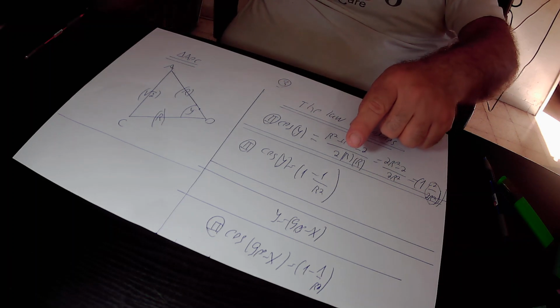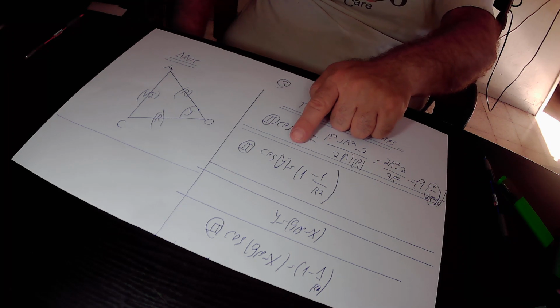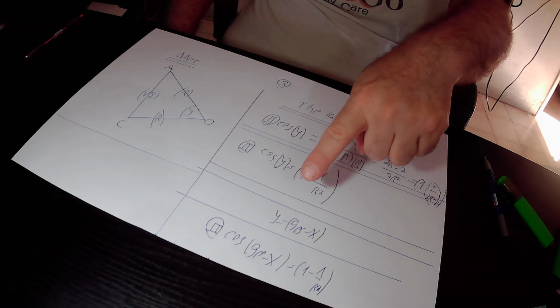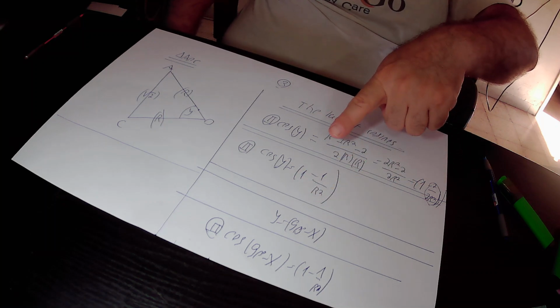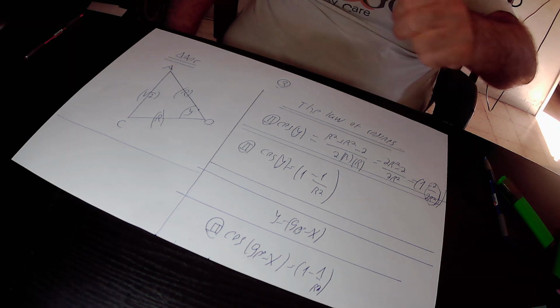Y equals 90 degrees minus X. Now we can substitute this into equation 2 by 90 degrees minus X. We did it, and we found that cosine Y, where Y is 90 degrees minus X, equals 1 minus 1 over R squared. This is according to equation 2.